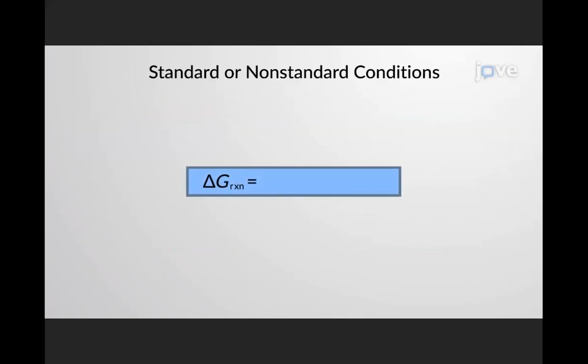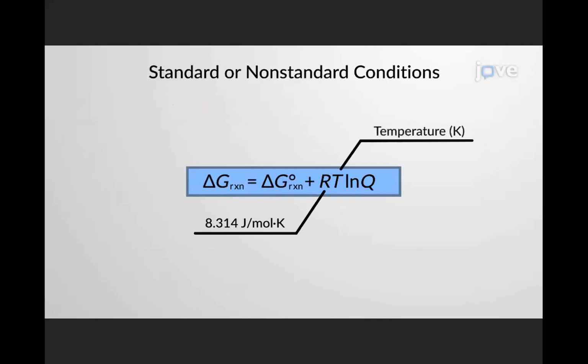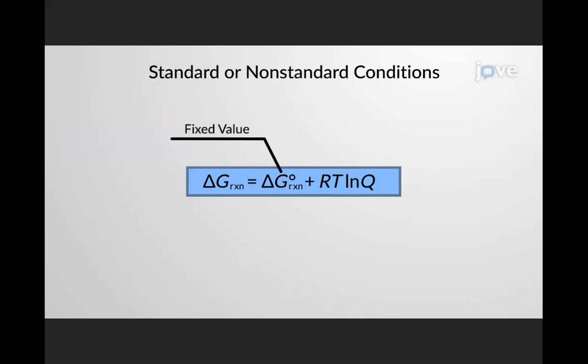The free energy change of a reaction is equal to the sum of the standard state free energy change for the reaction, delta G naught, and RT times the natural log of Q. Here, R is the universal gas constant in joules per mole Kelvin, and T is the temperature of the reaction in Kelvin. At constant temperature, the standard state free energy has a fixed value, but Q varies because it depends on the composition of the reaction mixture.